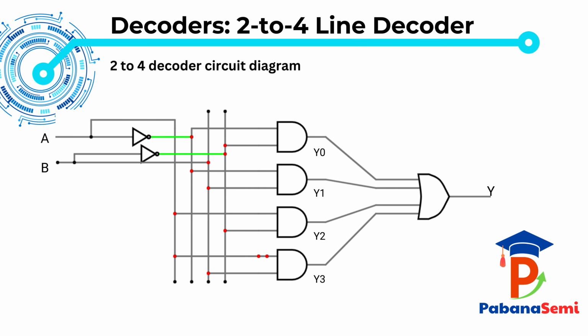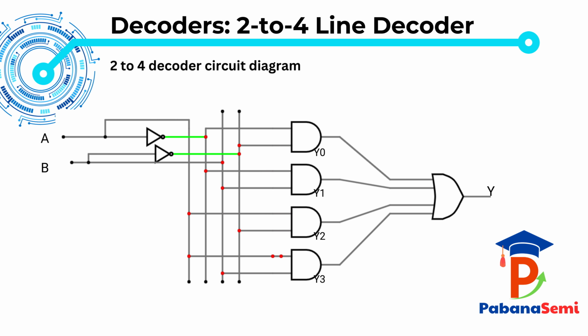Understand the 2 to 4 decoder circuit implementation using logic gates. We have two inputs, A and B. First, we generate the complements using NOT gates, A' and B'. Next, we use 4 AND gates, and each AND gate creates one minterm which becomes one decoder output. Y0 equals A'B'. Y1 equals A'B. Y2 equals AB'. Y3 equals AB.